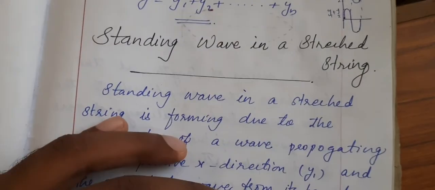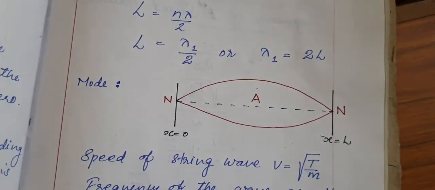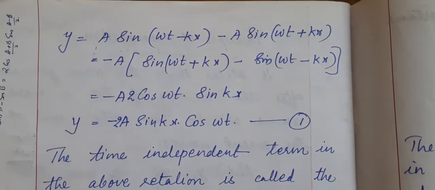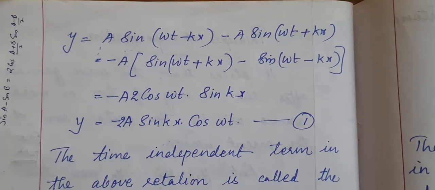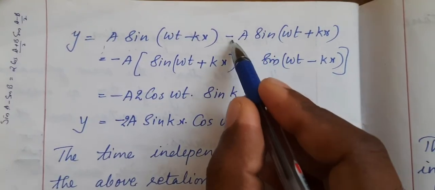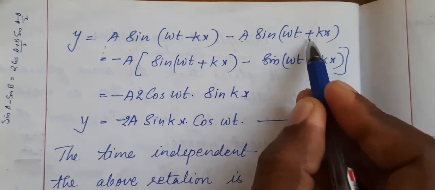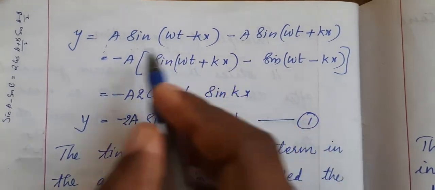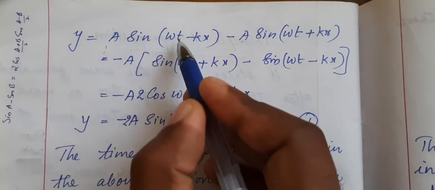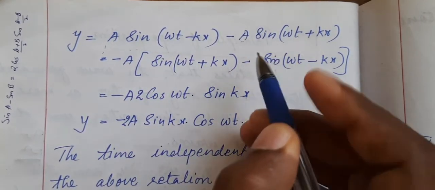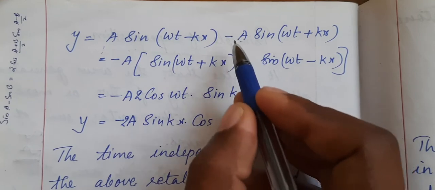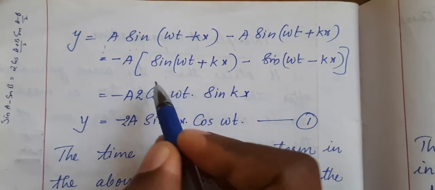So considering these two, when the waves get added up, the resultant we can write as a sine(omega t minus kx) plus minus a sine(omega t plus kx). This is a negative kx, this is positive kx. The resultant displacement is y equals a sine(omega t minus kx) minus a sine(omega t plus kx). So I have explained why this negative comes and why here it is positive.